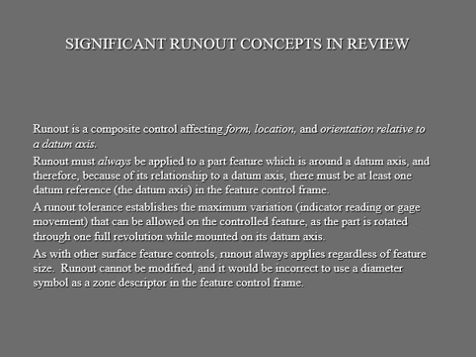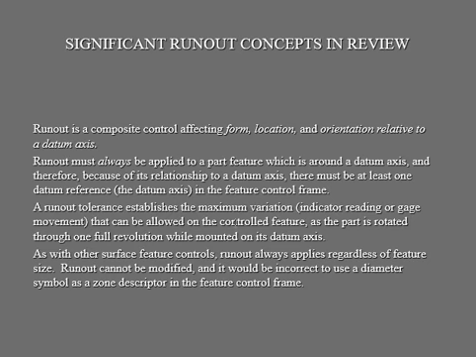Significant runout. We're going to review. So your runout is your composite control again. It's going to affect your form, location, orientation, and they're always relative to your datum axis. And we're going to apply it to the part feature, and it's always around a datum axis. So it will have a relationship with your datum axis. So you know that datum axis is necessary for this runout to be controlled. And of course, you need at least one feature control frame or datum reference. And you can identify that in your feature control frame.